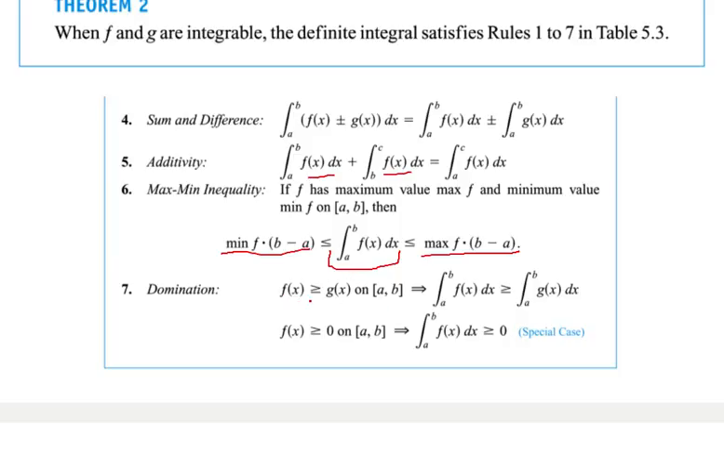And the last one, domination, is similar to the previous one. If f of x is greater than g of x from this interval a through b, these two integrals from the same region, f of x will always be larger than g of x, or it could be equal to, in cases where f of x is equal to g of x. Then there could also be an inequality over here too.